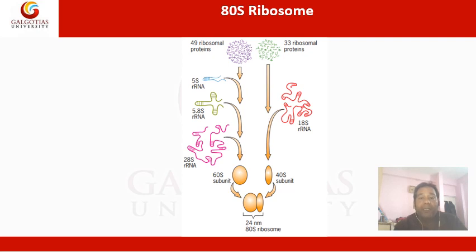So this large subunit, the 60S subunit, is mainly made up of 49 ribosomal proteins, and when these 49 ribosomal proteins combine with 5S ribosomal RNA, 5.8S ribosomal RNA and 28S ribosomal RNA, the combined complex structure leads to the formation of the 60S subunit. Similarly, when 33 ribosomal proteins, synthesized inside the cytoplasm, combine with 18S ribosomal RNA, it leads to the formation of a small subunit, also called the 40S subunit. And when these 60S and 40S subunits combine together, it leads to the formation of the 80S ribosome.